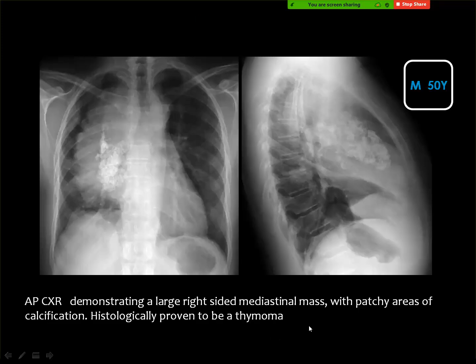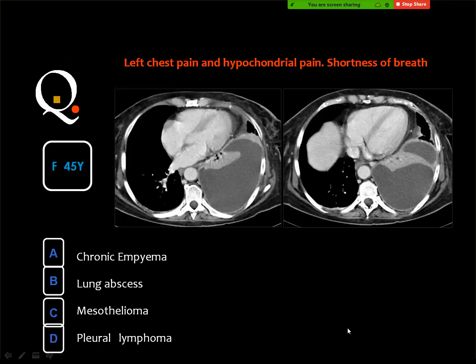And if you are able to exclude some, in this case you can: this is not a thyroid mass, it contains a big gross calcification which is not usual for lymphoma, and you cannot predict if it contains fat or not. Then the remaining possibility is the thymoma, and the previous lesion was proved by biopsy to be a thymoma. And this is a female patient, 45 years old, with left-sided chest pain and dyspnea.